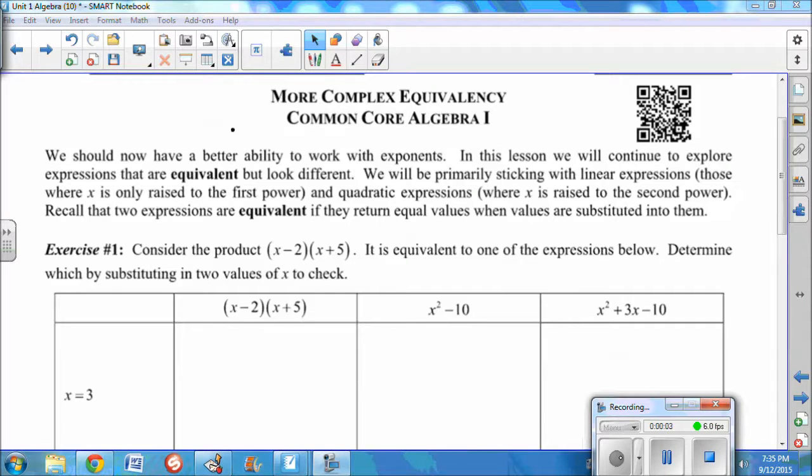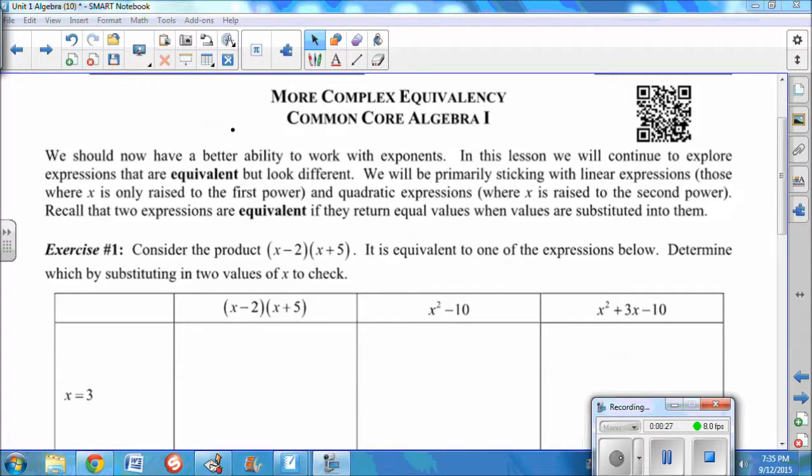So we're continuing our discussion about equivalency. We're going to get into a little bit more complex equivalency. In this lesson, we will continue to explore expressions that are equivalent. We'll be primarily sticking to linear expressions. We'll get to quadratic expressions, where it's raised to the second power. We'll also be talking about those as well.